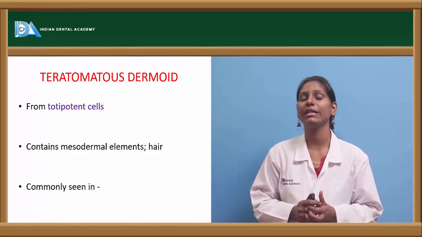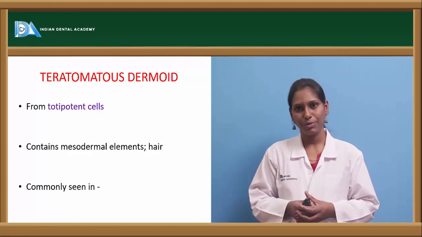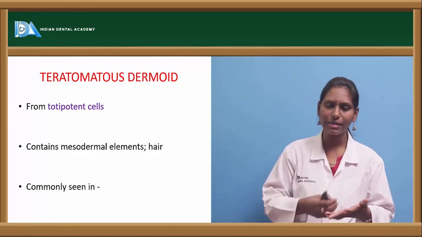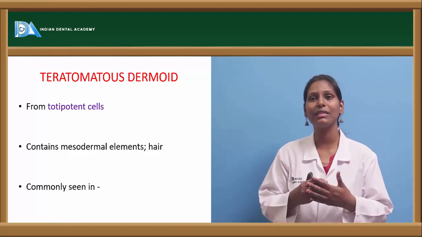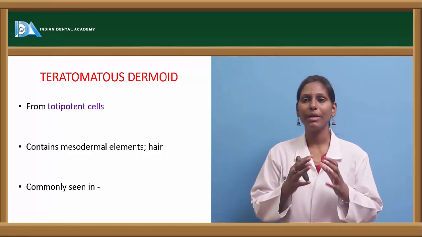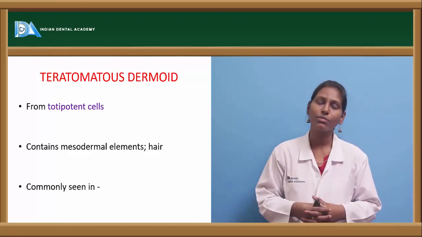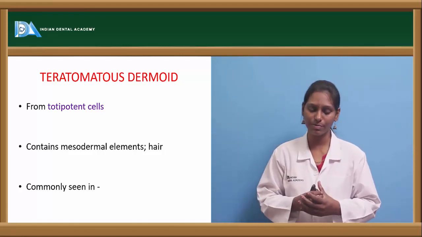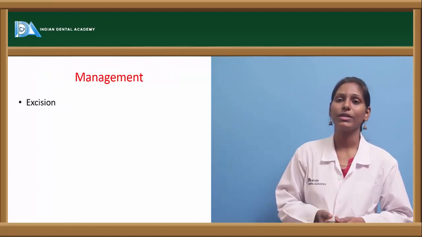And we have something called teratomatous dermoid. As the name itself indicates, it is a teratoma. It develops from your totipotent cells, and it has all types of mesenchymal cells present with it. It contains bone, cartilage, tooth material, and hair within it. These are all different materials that are present in a teratomatous dermoid. Usually this teratomatous dermoid can be seen in ovarian cyst. We can see teratoma in the testis. We have retroperitoneal and also mediastinal teratomatous dermoids.